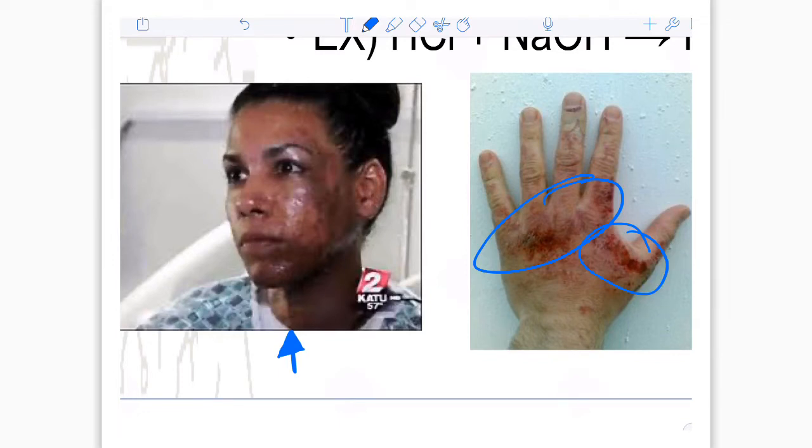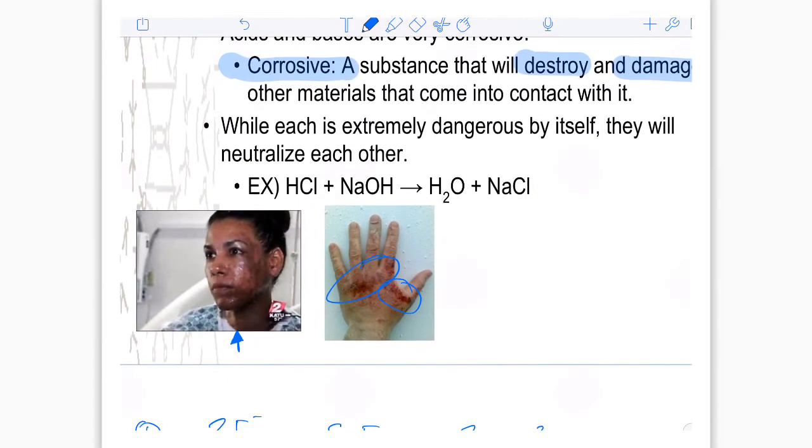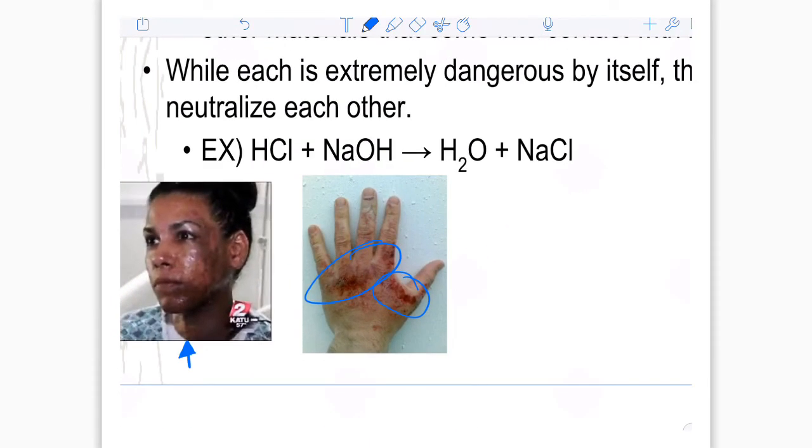So this stuff really destroys skin. You do not want to get acids and bases on your skin. If you do get an acid spill or a base spill, what is neat is if we remember back to our types of chemical reactions, when you have an acid and you have a base, if you mix them together, what do we get? Salt water, which is totally harmless.